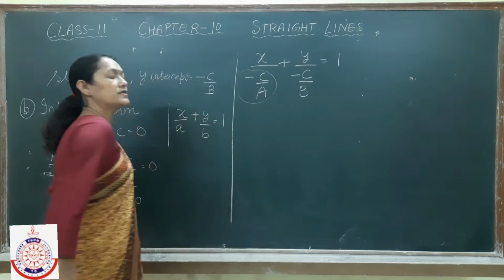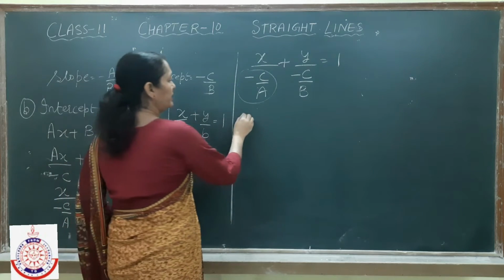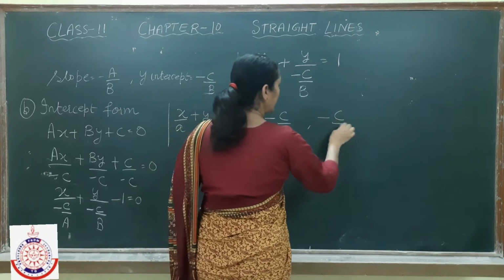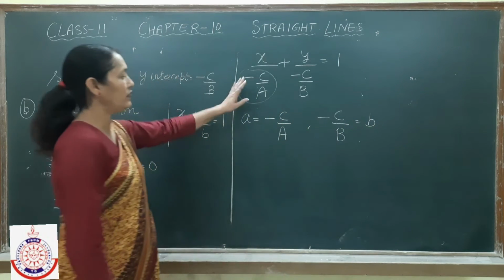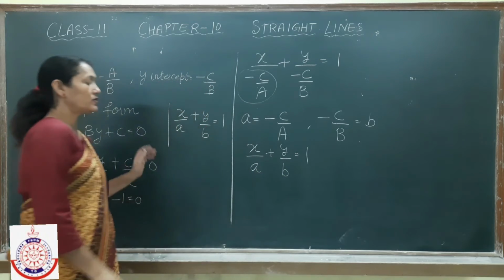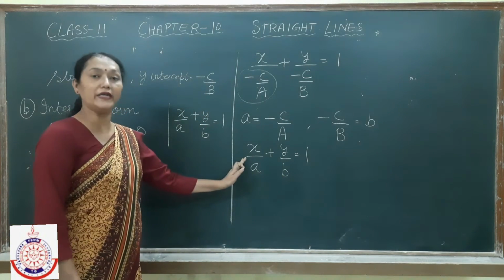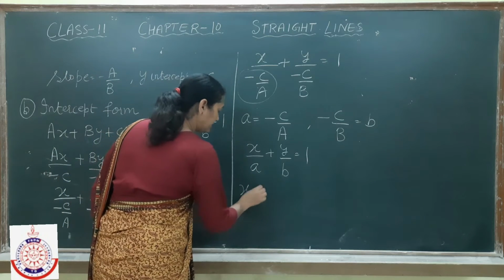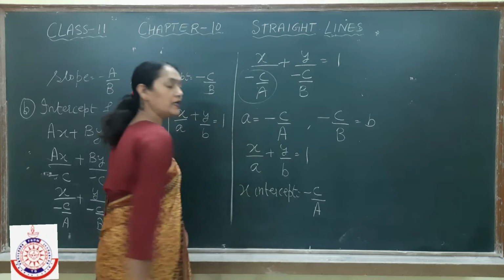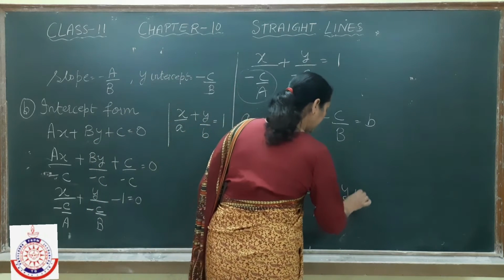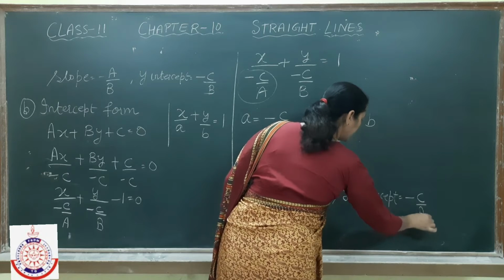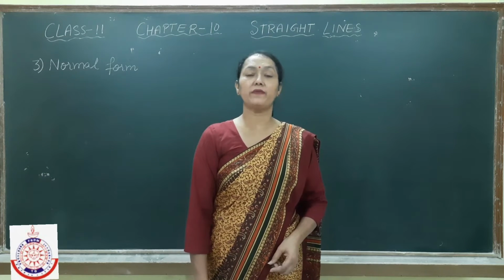If we take it as x-intercept, means if we take minus c upon a as a and minus c upon b as b, so we'll convert it into intercept form. That means when this general equation is converted into intercept form, value of x-intercept can be obtained by dividing c with a and putting minus sign, and value of y-intercept can be obtained by dividing c with b and putting minus sign. That was the relation of slope-intercept form and intercept form with the general equation.